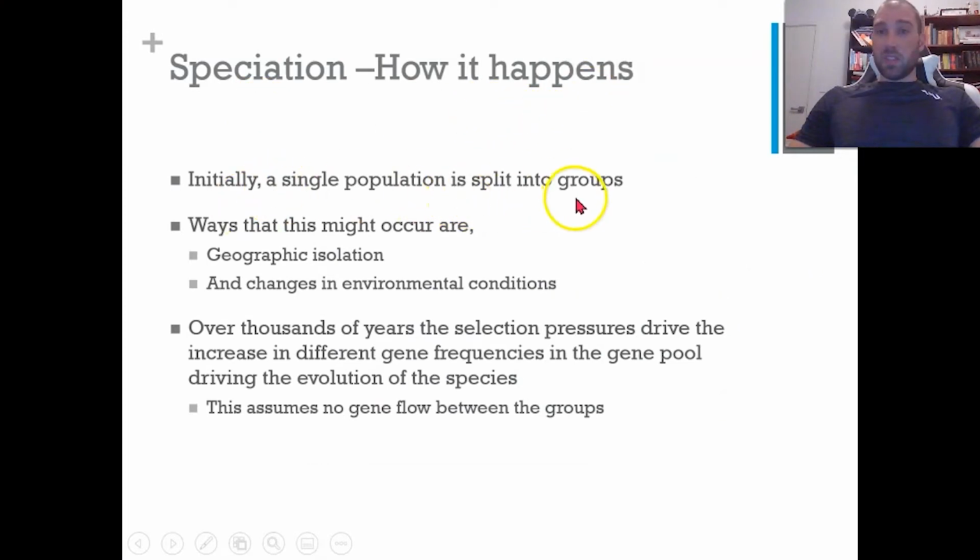So how does speciation happen? Initially, you have a single population that's split into groups, and the ways that those groups can be split up are things like geographical isolation or changes to the environmental conditions. Over thousands of years, the selection pressures drive the increase in different gene frequencies in the gene pool, and that drives the evolution of the species. This assumes that there's no gene flow between the groups, because if we keep on having exchange, then the gene pool will stay basically the same.